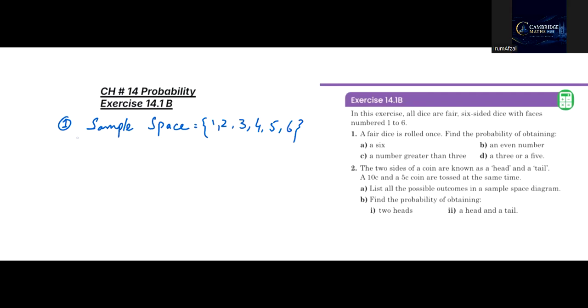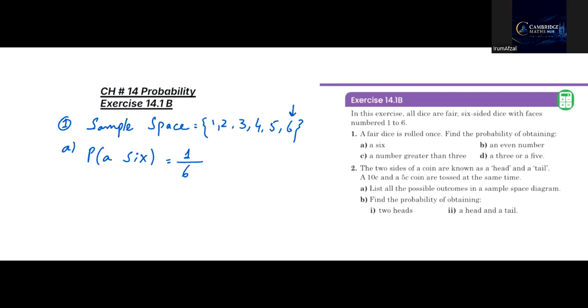For part A, we need to find the probability of getting a 6. How many times do we have 6? Only one time, out of a total of 6 possible outcomes. So it is simple: 1 over 6.